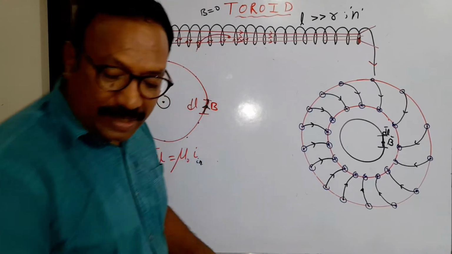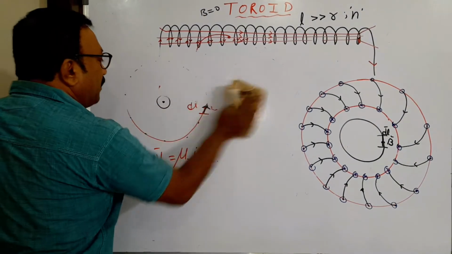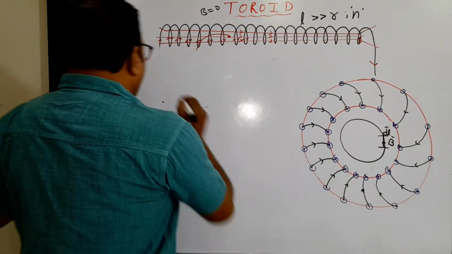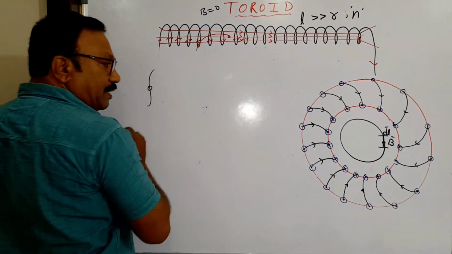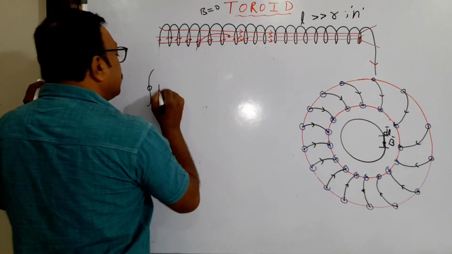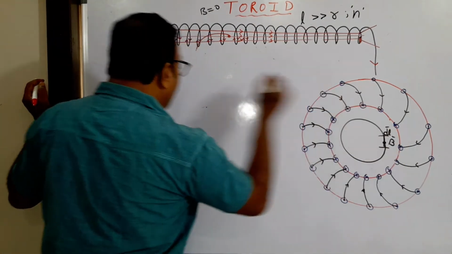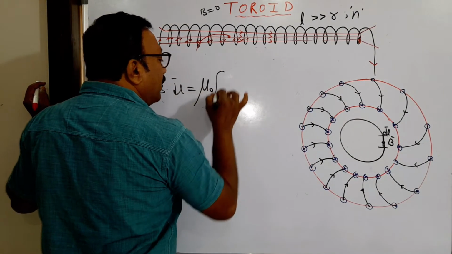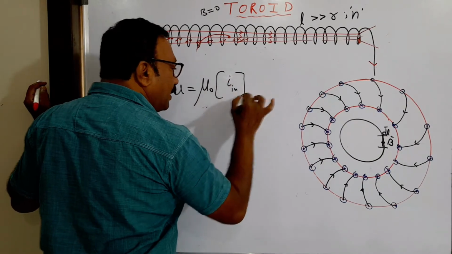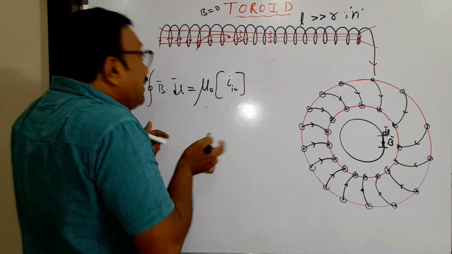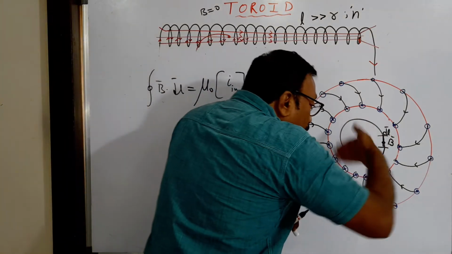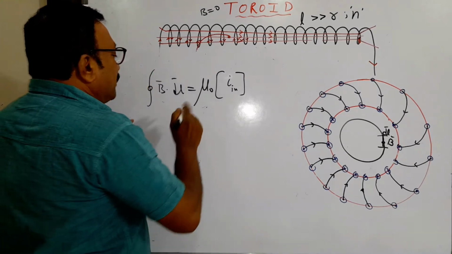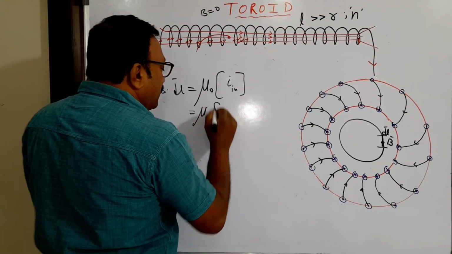Right? Apply Ampere's circuital law now. Same law. So, what I do? Closed integral B dot dl is equal to mu naught times the current inside, current inside the loop only. Inside this loop, what is the current? There is no current inside the loop. So, this is mu naught times 0.